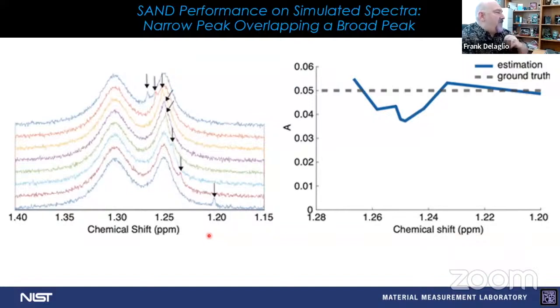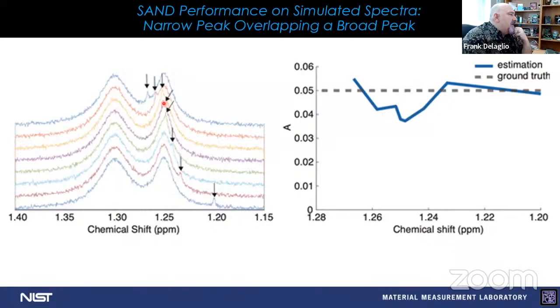So how does SAND perform? Here first are some tests on simulated data. And in this set of simulated data series, we have 2 broad peaks and 1 narrow peak. And in this series, the narrow peak moves from this position, where it's clearly separated from these 2 broad peaks, to gradually getting closer and closer, and then even more or less within one of these broad peaks.